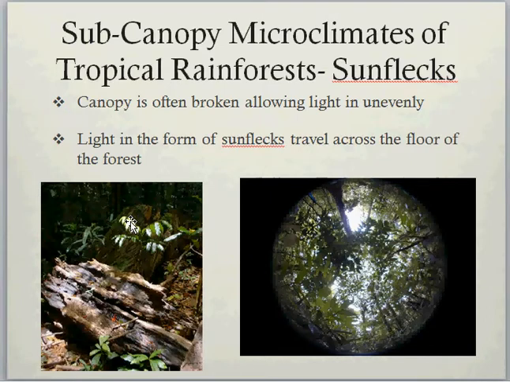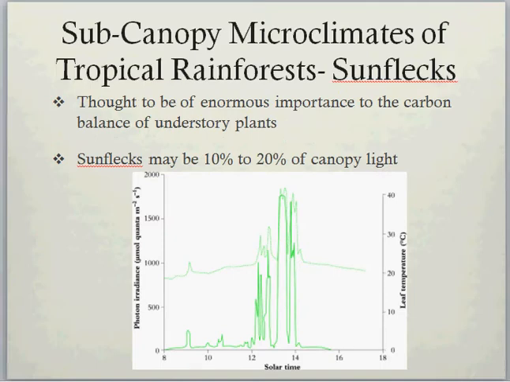And sunflecks are very important. They're thought to be of enormous importance to the carbon balance of understory plants. If a seedling is fortunate enough to germinate in an area where there are large amounts of sunflecks, then they will get a very high proportion of light. Sunflecks are quite often about 10 to 20% of canopy light, and may actually be even higher.